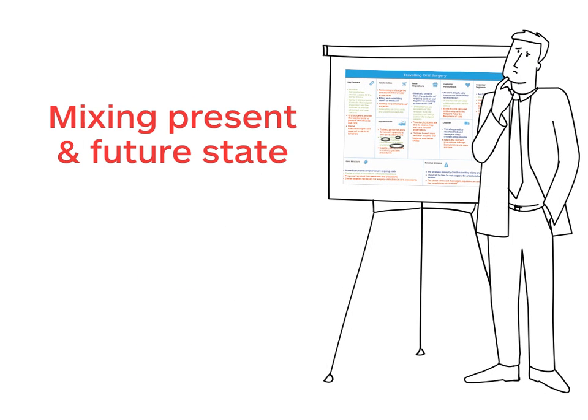Now, the next thing that we really want to avoid doing is mixing the present and the future state. And again, we see people do this all the time. They want to tell elements of their business model that have to do with today, and they also want to tell elements of their business model that have to do with tomorrow. So they mix the present state with the future state in the same canvas, and what that does is it causes our audience to have a difficult time really understanding the business model.